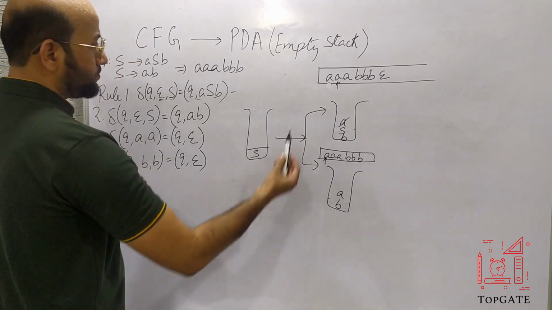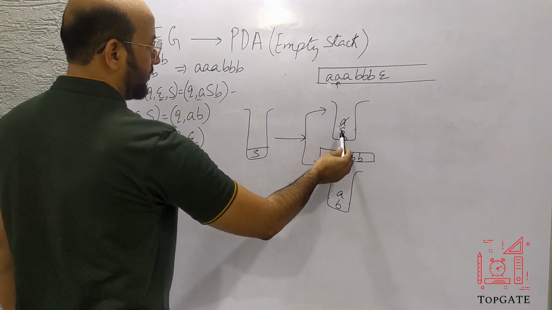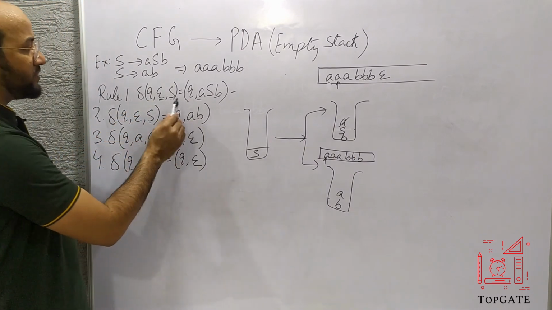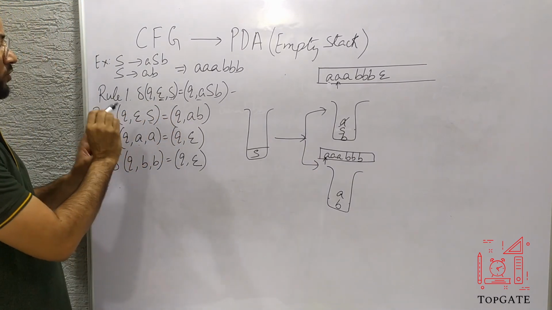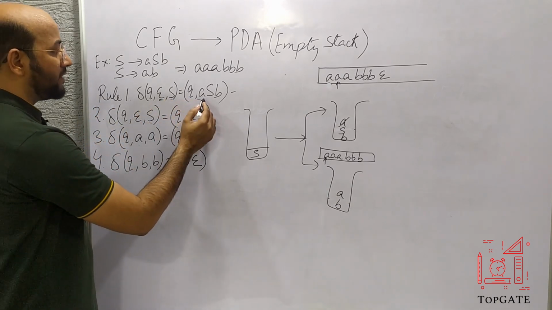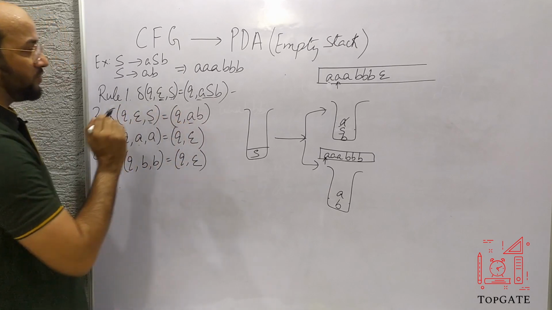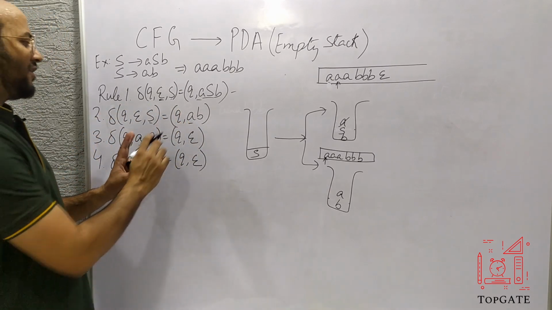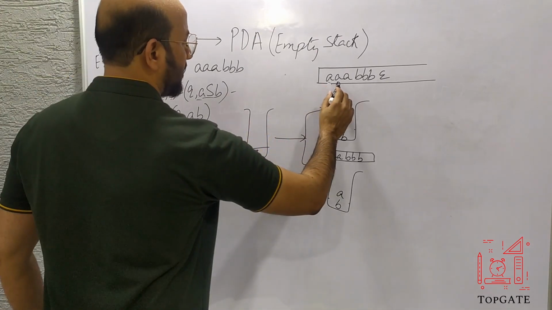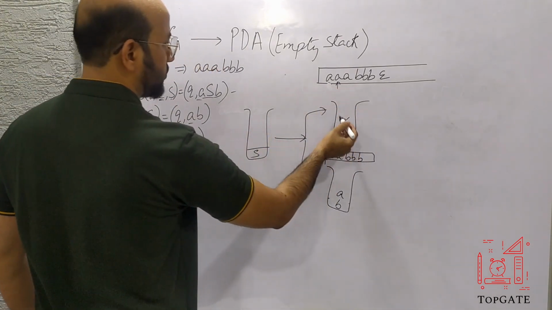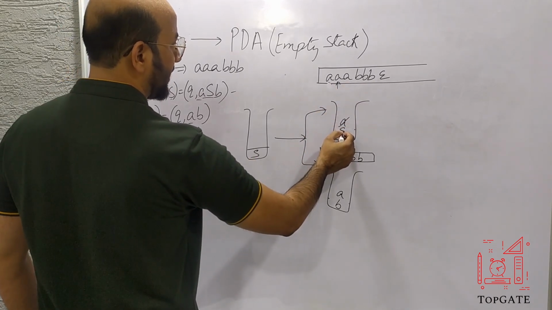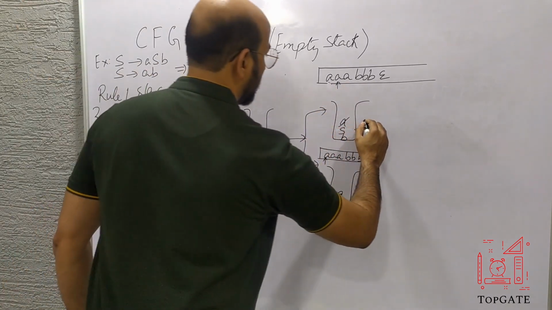Now again, the element to process is A, the top stack element is S. As soon as we see that the top stack element is S, we don't have to read the input symbol, we just have to push either this into the stack or this into the stack. This time I'll not push this one, I'll push this one only. So this pointer will not move on to the right-hand side, and in place of this S, A S B will be written. So what will we get?